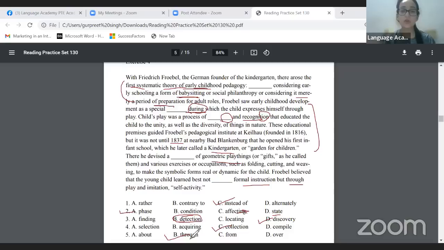And the fourth one, there in the school, he devised the dash of playthings. So obviously, there will be a collection. There will be a lot of toys for children. So collection of playthings. And the last one was easy to get through the sentence only, that young children learn best not through instruction, but through playing.